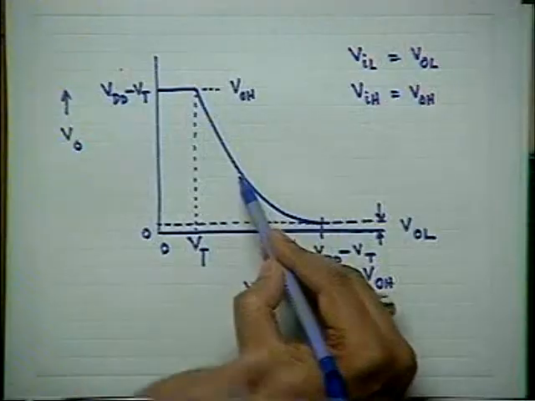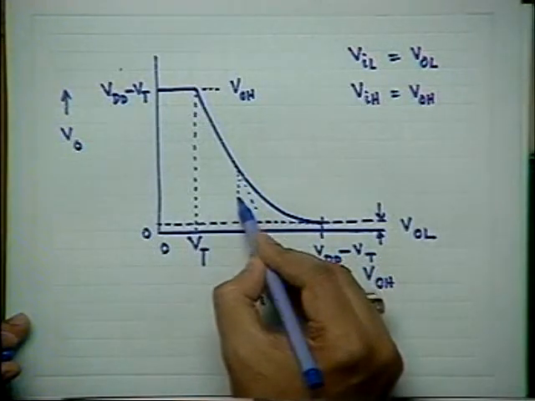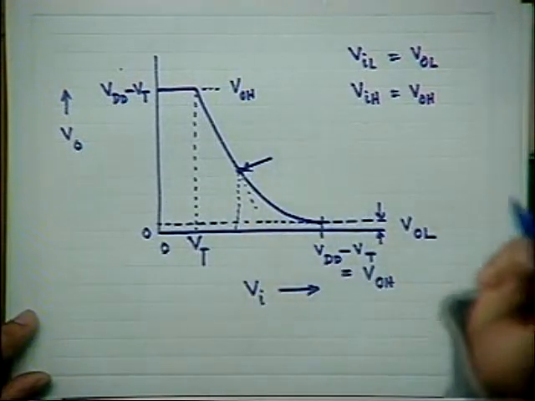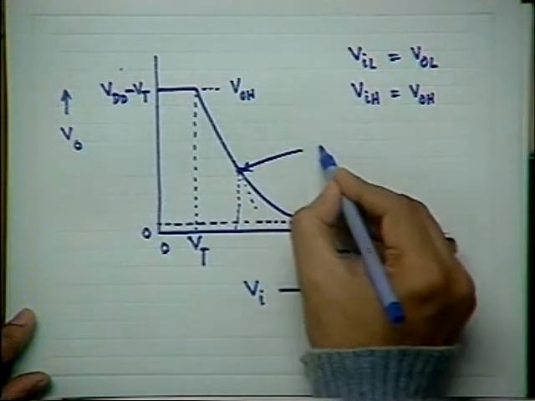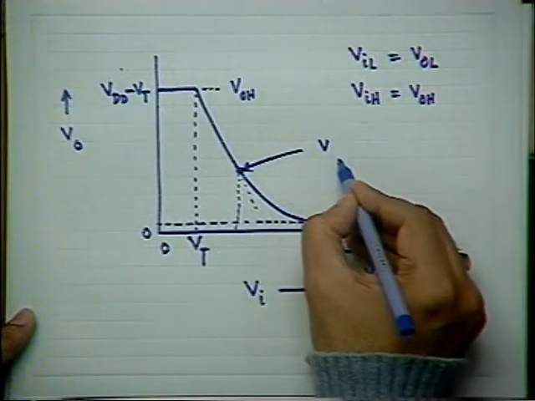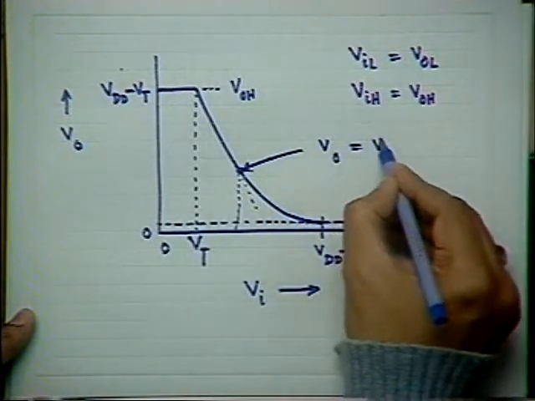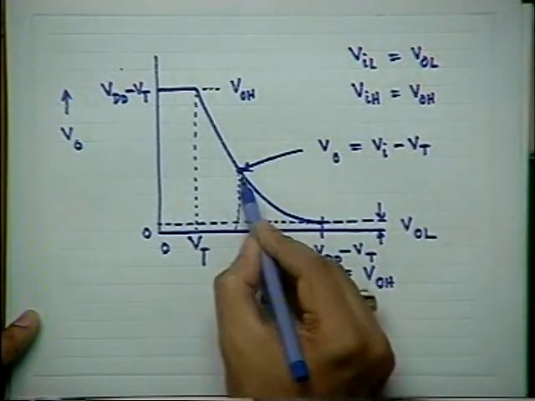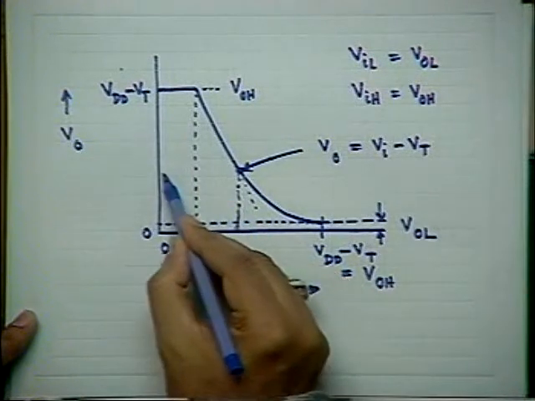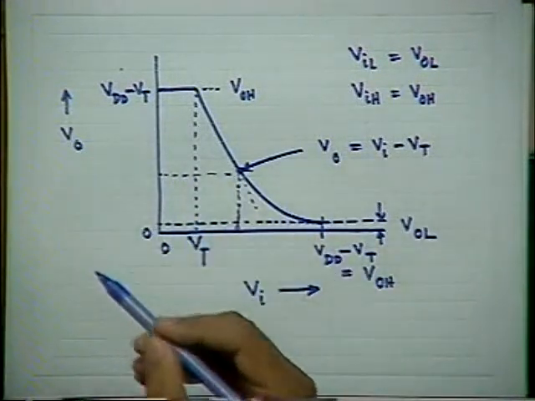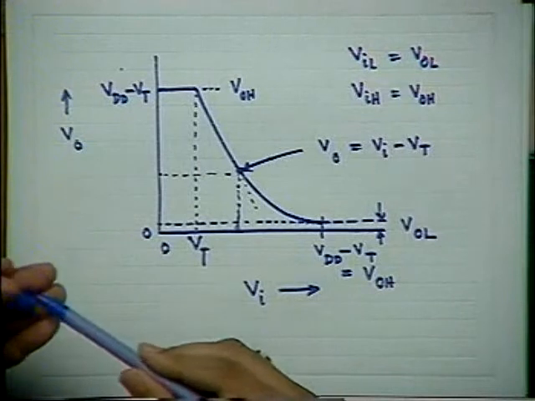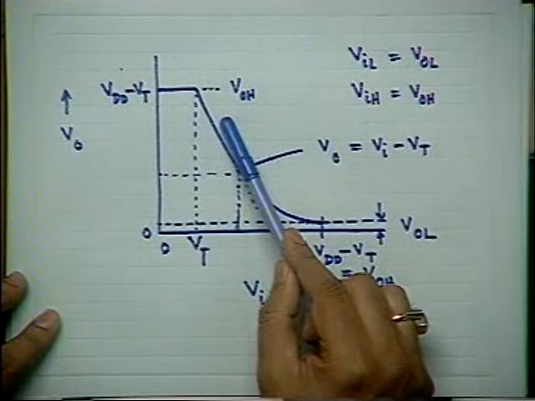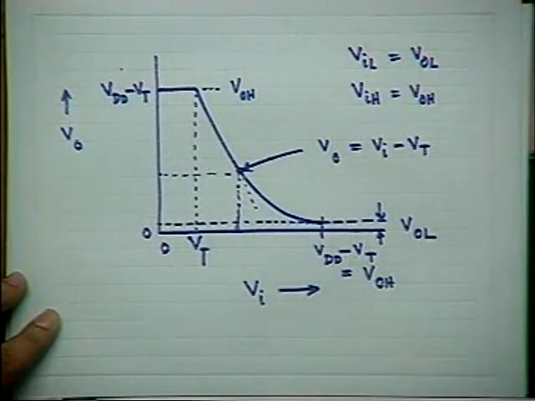Then somewhere here, intermediate, I satisfy the borderline condition. What is that borderline condition? VO is equal to VI minus VT. This is what is called the borderline condition. This is the corresponding VI and this is the corresponding VO, which separates the two regions for which the driver transistor is in saturation and is in linear region.